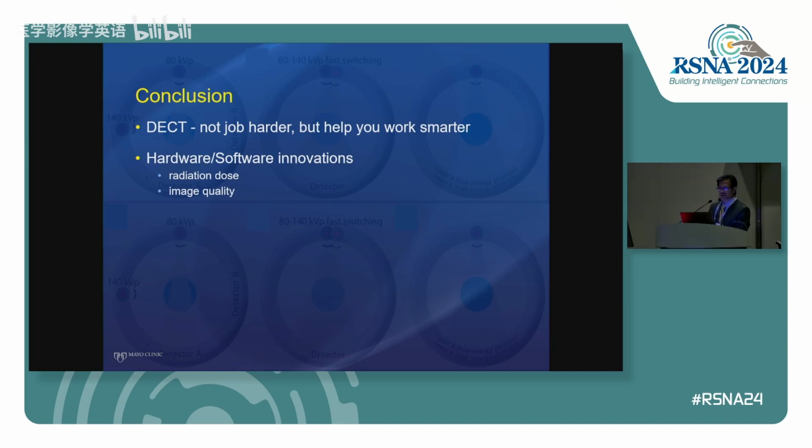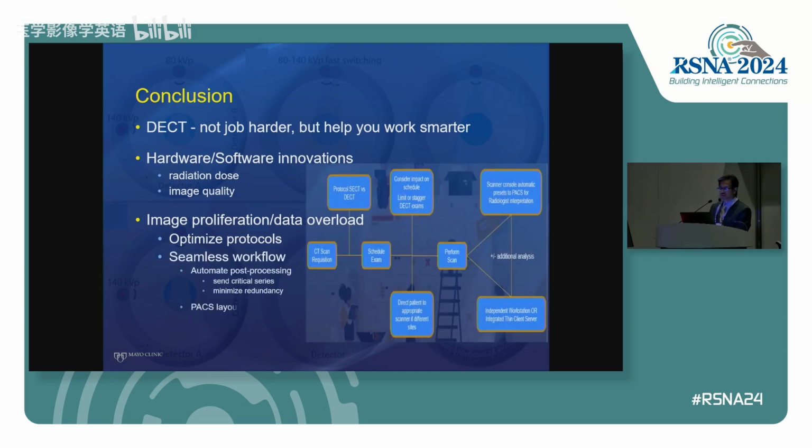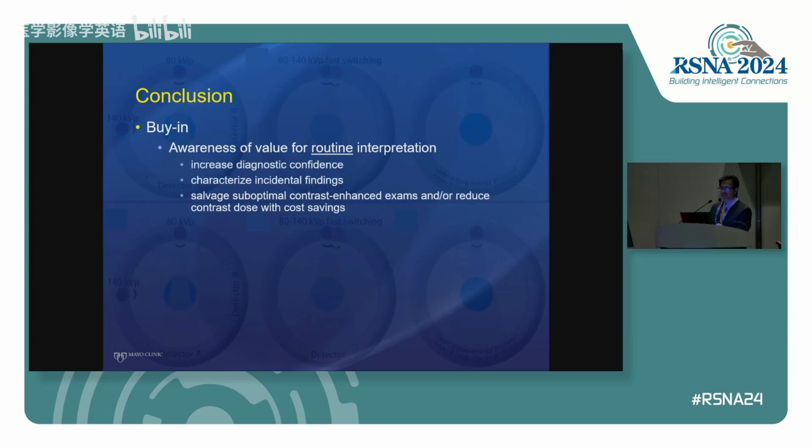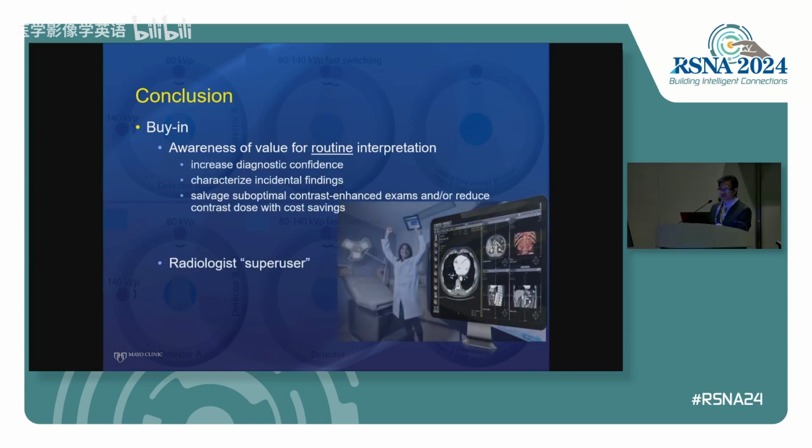And continued innovations in hardware and software design really has mitigated issues with radiation dose and image quality. In terms of dealing with the image proliferation and data overload, we really want to optimize our protocols, use seamless workflows, and really leverage the way we're interpreting these studies. So again, the big elephant in the room is to get buy-in from our colleagues, but then we can show them how dual energy CT can help us with even just routine interpretation.